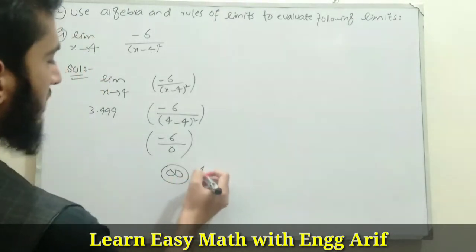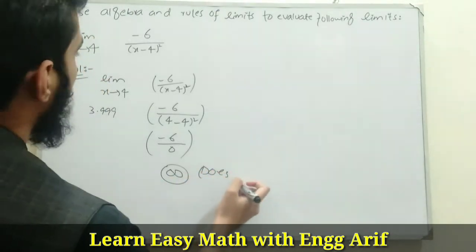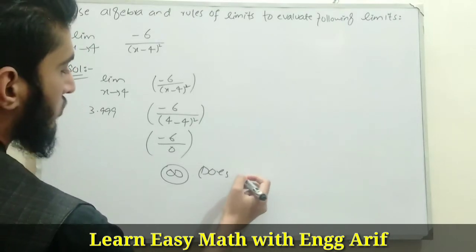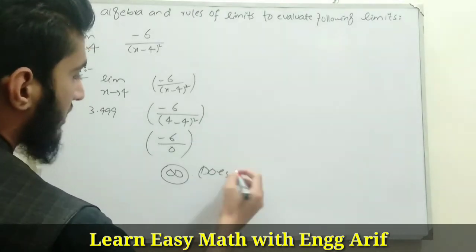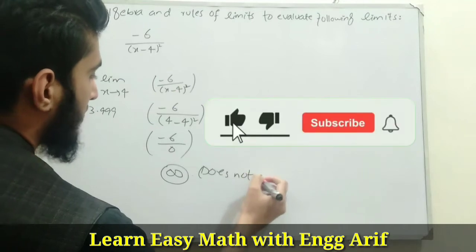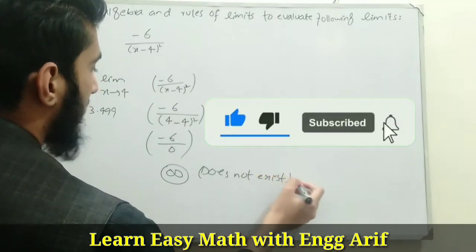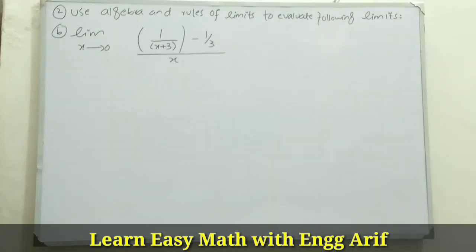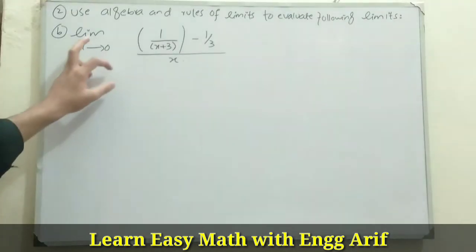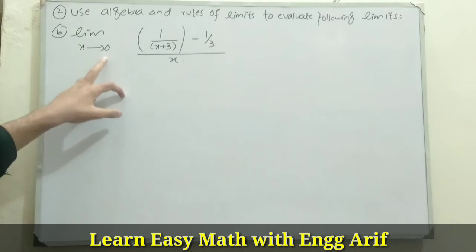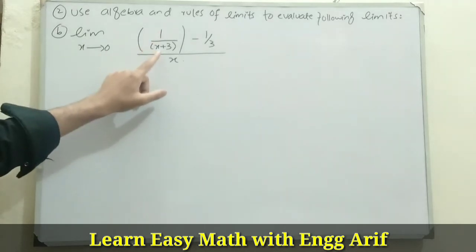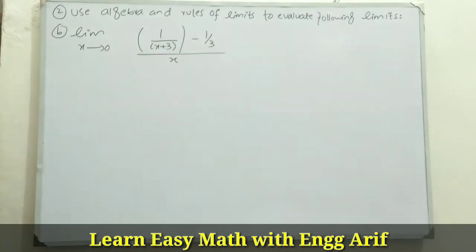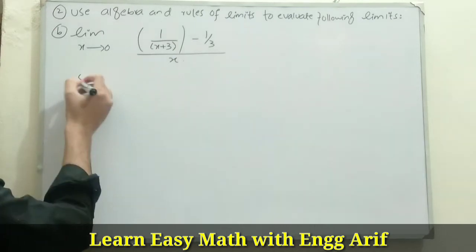We can also say that the limit at the specific value x approaches to 4 does not exist. So the answer is either does not exist or infinity. Now move to part number B of question number 2. It tells that limit x approaches to 0, find the value of 1 over x plus 3 minus 1 over 3, divided by x. So let's start with the solution.